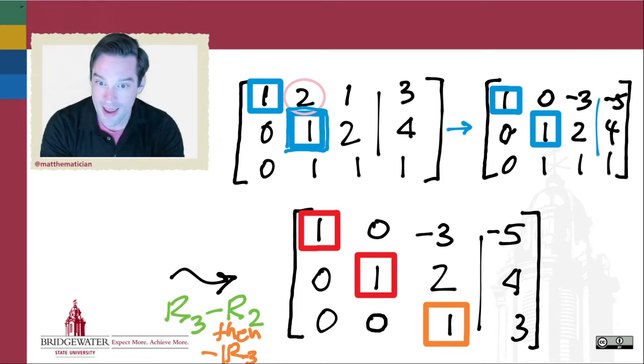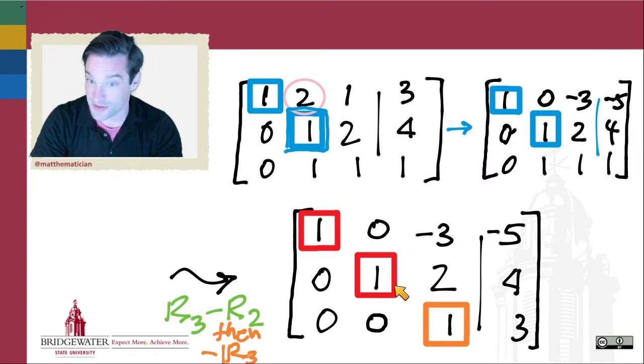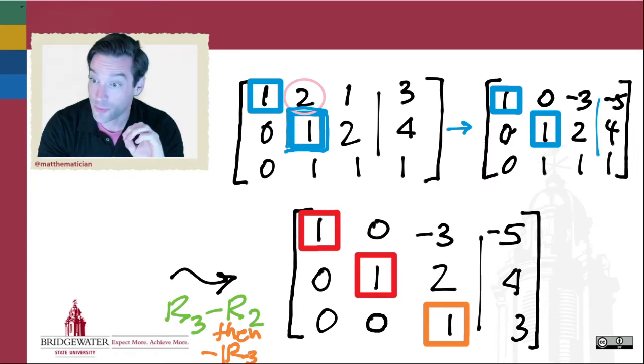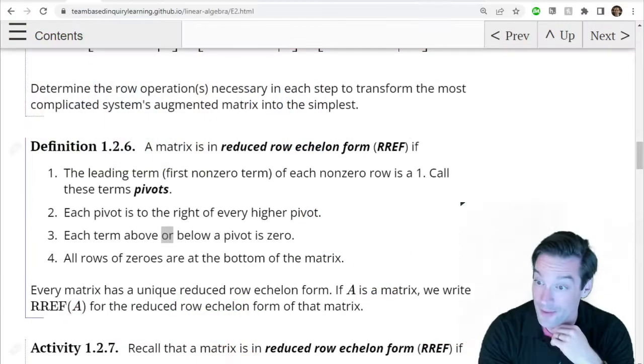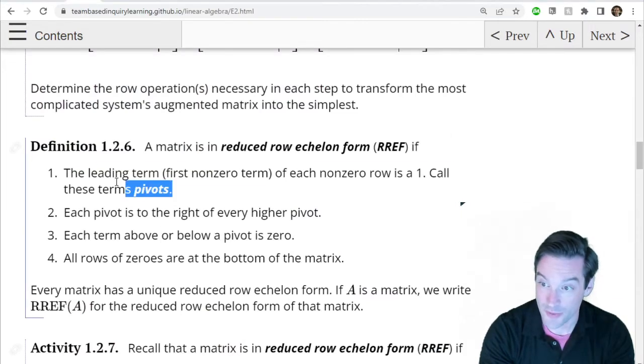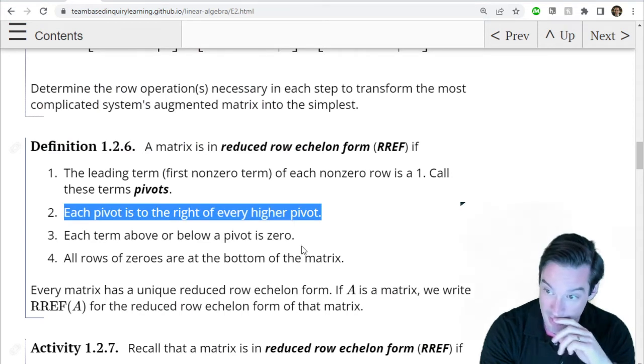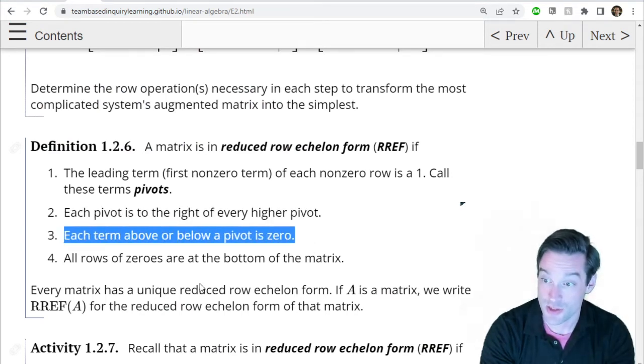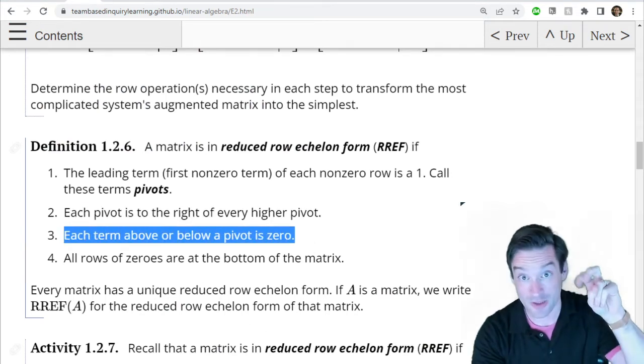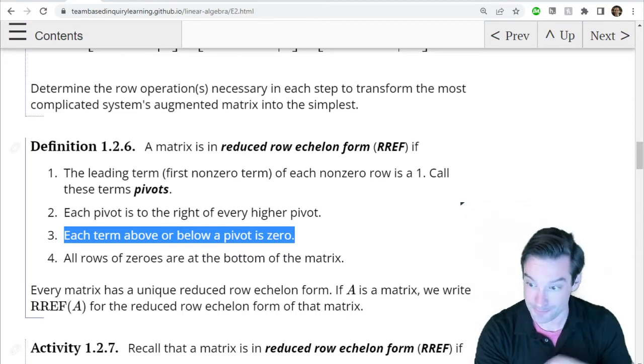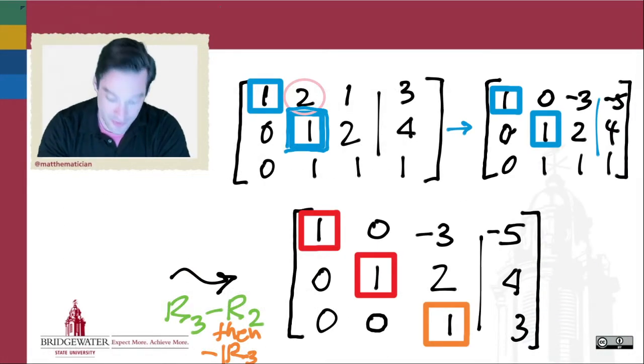So what we have in this matrix is not all the way down to the reduced row echelon form yet. Because it satisfies condition 1. We've identified all the pivots. All the pivots are to the right of every higher pivot. But we haven't yet satisfied condition 3, that every term above and below a pivot is equal to 0. Just because of these two entries that are still here.